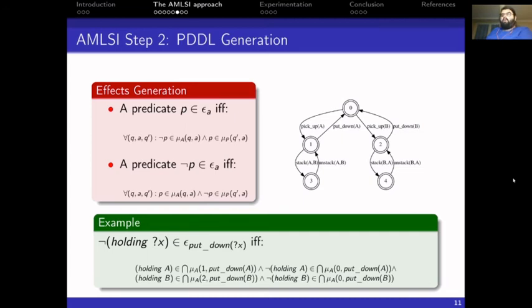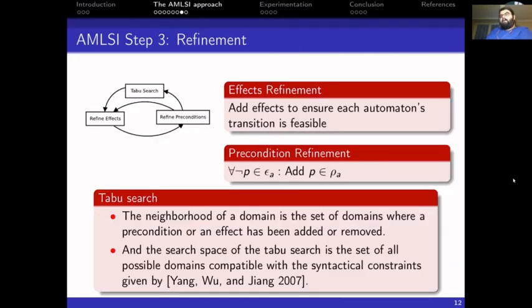Then we have a convergence refinement step allowing to retrieve all effects and preconditions lost due to the fact that observations are partial and noisy. Effect refinement allows to ensure that all transitions in the grammar are feasible. The precondition refinement is just a syntactical refinement for each negative effect with a corresponding precondition. Finally, the taboo search allows to deal with noise.